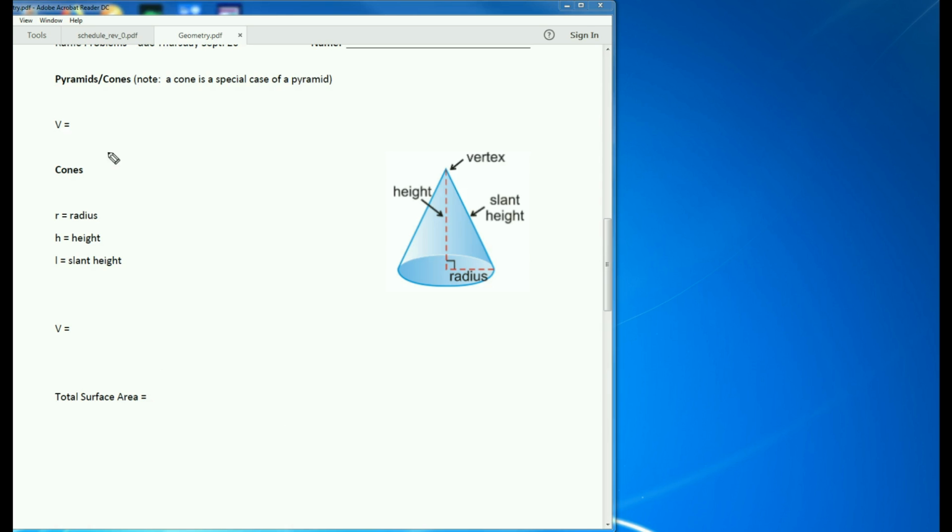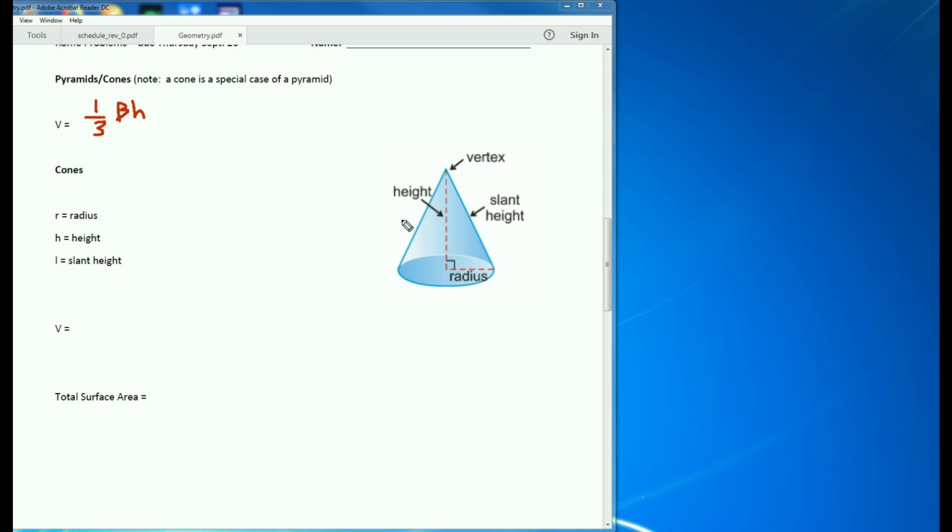All right, pyramids and cones. And actually, a cone is just a special case of a pyramid. I know that you guys know this. The volume of a pyramid or the volume of a cone is just 1/3 base times height. So no matter what shape the base is, it's just 1/3 base times height. So specifically, let's look at cones.